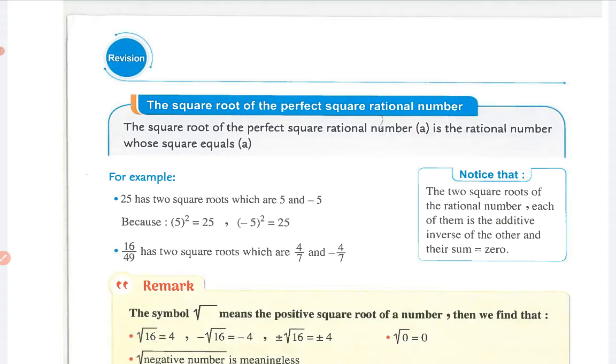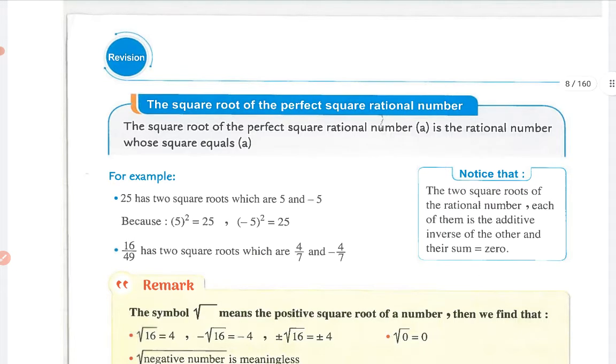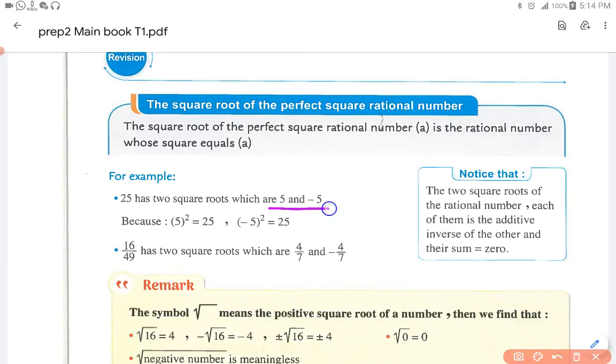25 has 2 square roots, meaning 5 and negative 5. Because 5 to power 2 equals 25 and negative 5 to power 2 equals 25 also. The rational number 16 over 49 has 2 square roots, 4 over 7 and negative 4 over 7.